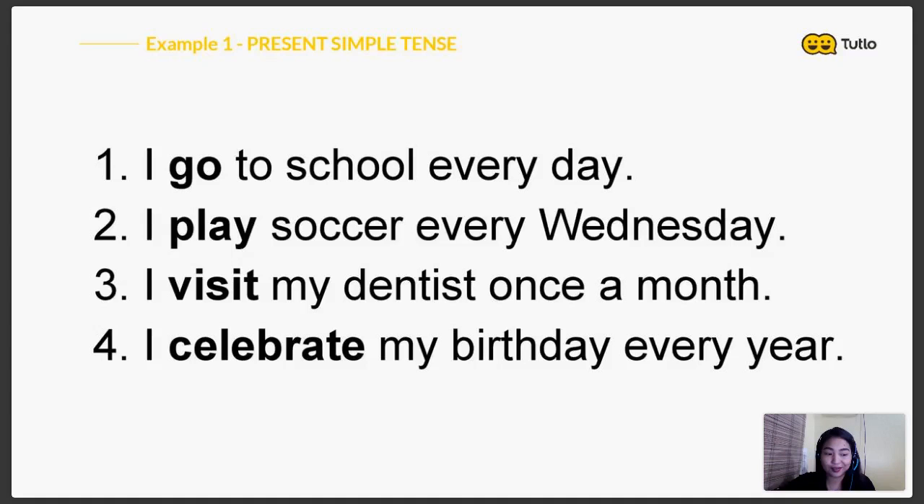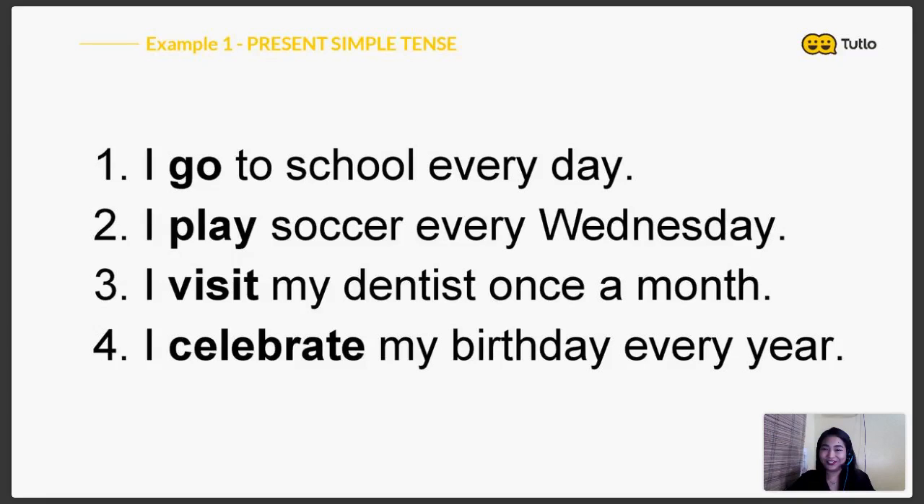Now I'd like to know about you guys. What are the things that you do regularly? Do you go shopping every week or do you travel abroad every year? Can you please write your answers in the chat box? What are the things that you do regularly, every day, every week, every month, or every year?